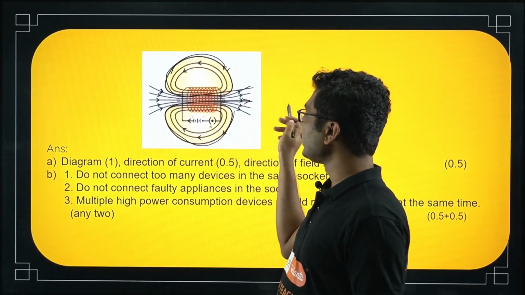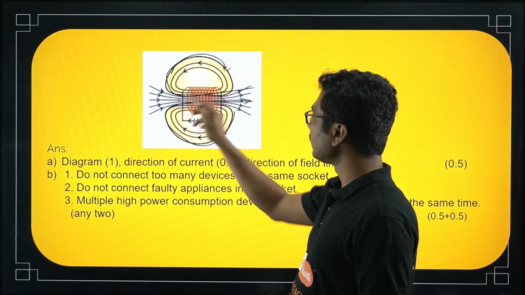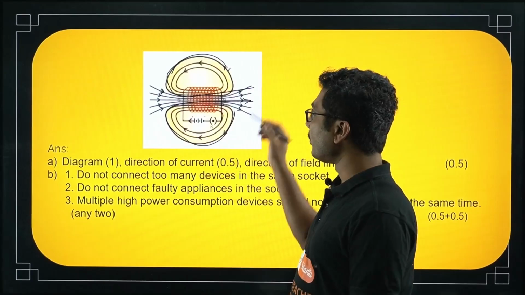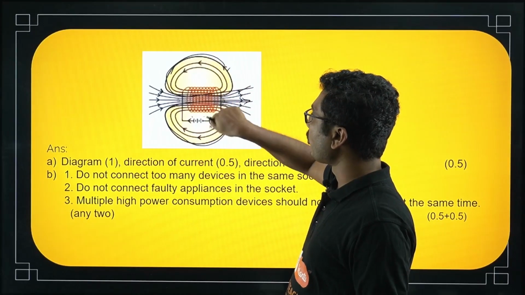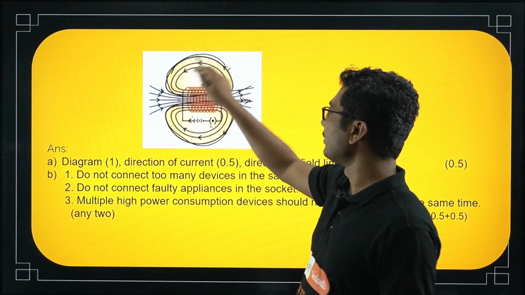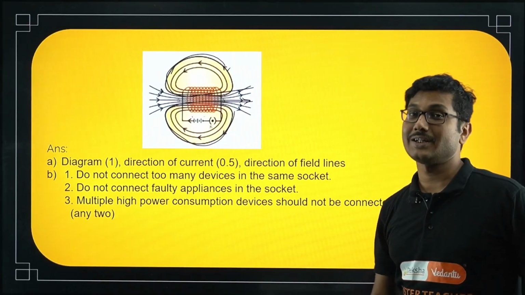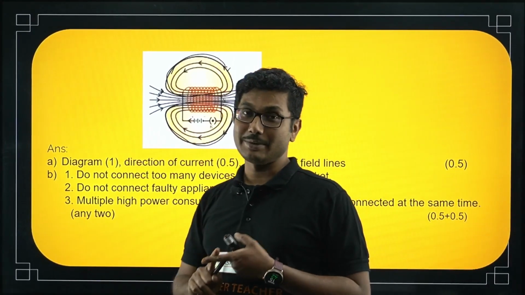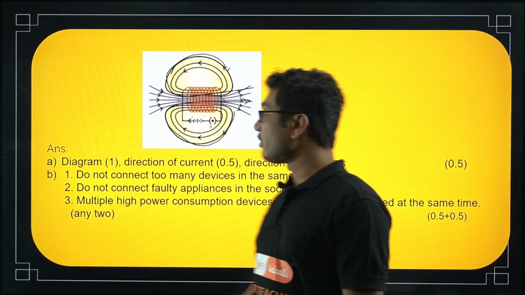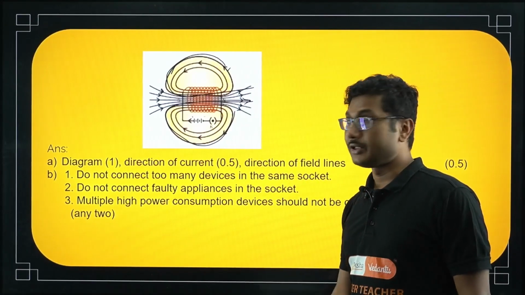In case you are showing that inside the solenoid the lines are going from left to right, but in the top part or bottom part you are showing the magnetic field lines going in the opposite direction, then that will be considered a mistake and marks will be deducted accordingly. So be careful when drawing this diagram.